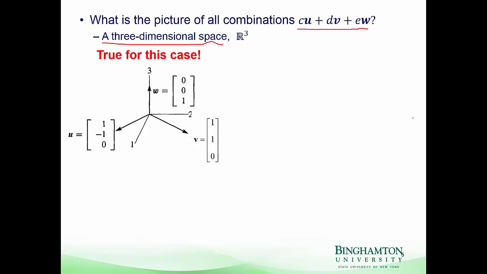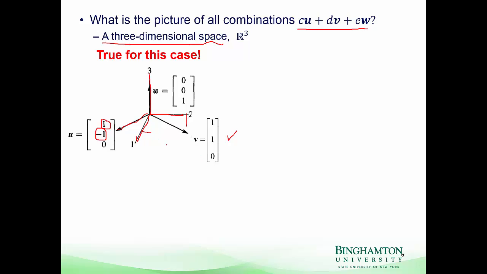So here's an example where that's true. I've got both u and v, and I've got some axes here: axis 1, axis 2, and axis 3. Those correspond to the element position. So u has a value of 1 on the first axis and negative 1 on the second axis. That's why it points out here. V has 1 on the first axis and 1 on the second axis.